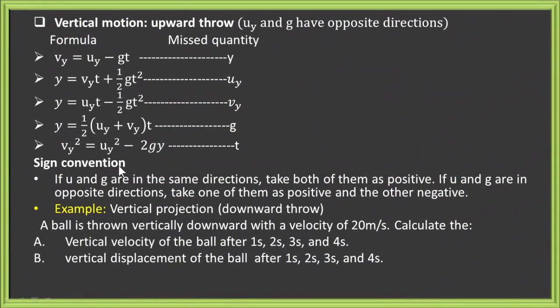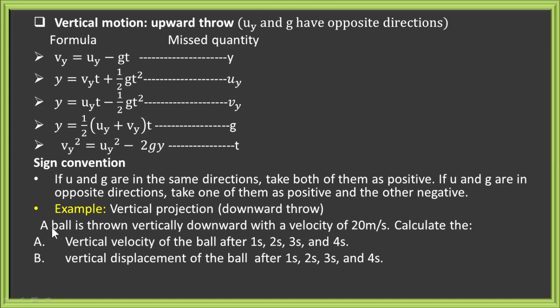Here in this case, if u and g are in opposite directions, take one of them as positive and the other negative. In our case, we have taken ui positive. Look, ui is positive and g is negative. So the negative g gives a negative. Because ui is in the upward direction and g is in the downward direction, they are in opposite directions, and hence we have taken the value of ui to be positive and g negative.